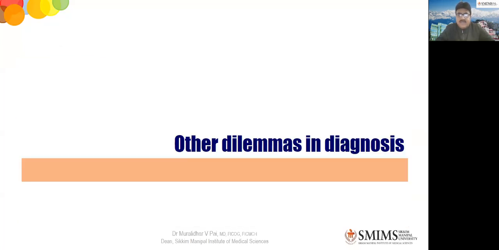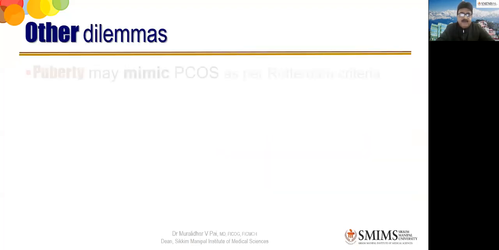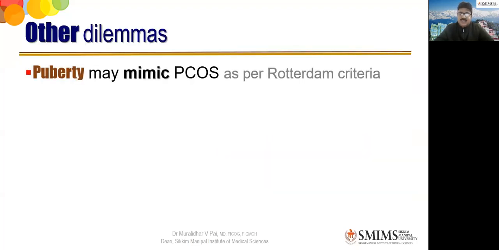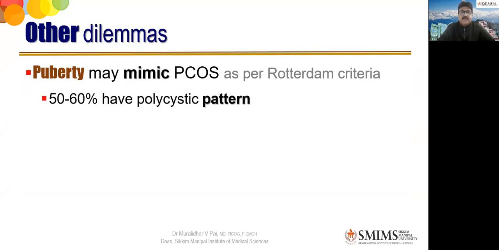What are the other dilemmas in diagnosis? Other dilemmas are puberty. I have told you this yesterday, very much in detail. Puberty may mimic PCOS as per Rotterdam criteria. I don't want to go into details today because I've told you very clearly, you do an ultrasound for any lady, there will be antral follicles all the time. If a person is not aware of that, he will simply put the diagnosis as polycystic ovary, and we will fall for that. 50 to 60% have a polycystic pattern without having PCOS.